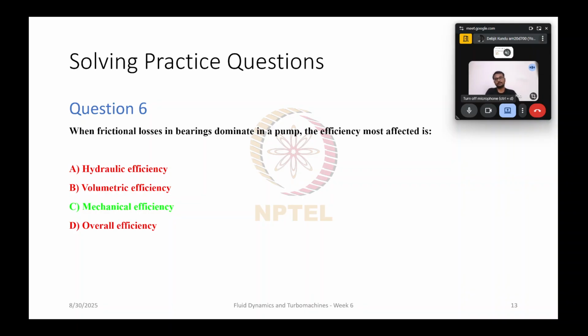But in particular, it's the mechanical efficiency which is tied to the frictional losses in the bearings, as well as other mechanical losses, which are not related to the flow or the impeller in any way.